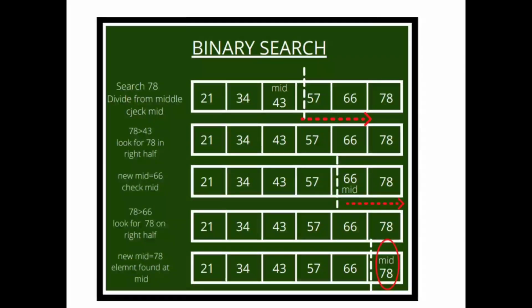Next, the elements in the right sublist are 57, 66 and 78. 57 is the least element. The last element is 78, that is the high value, that is 3 plus 5 by 2, that is 8 by 2, which is nothing but 4. You can see here, 66 is the middle element. 66 is compared with the element 78, and 66 is the lesser element. Next we have to pass to the right side.